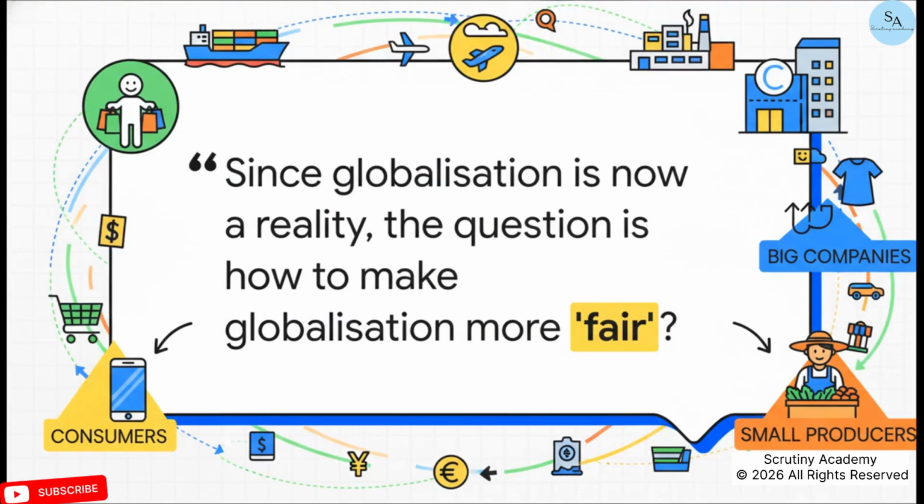And that really brings us to the heart of the whole chapter. Look, globalization is here to stay. That's a fact. So the real question, the one that you should keep in the back of your mind when you're writing your answers, is this: how do we make it more fair? Fair for everyone, the big corporations, the shoppers, and the small producers like Ravi. It's all about finding that balance.